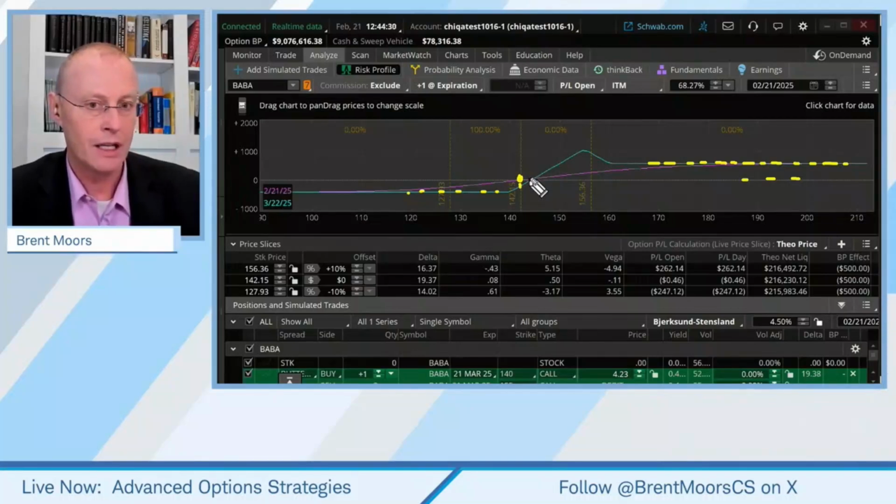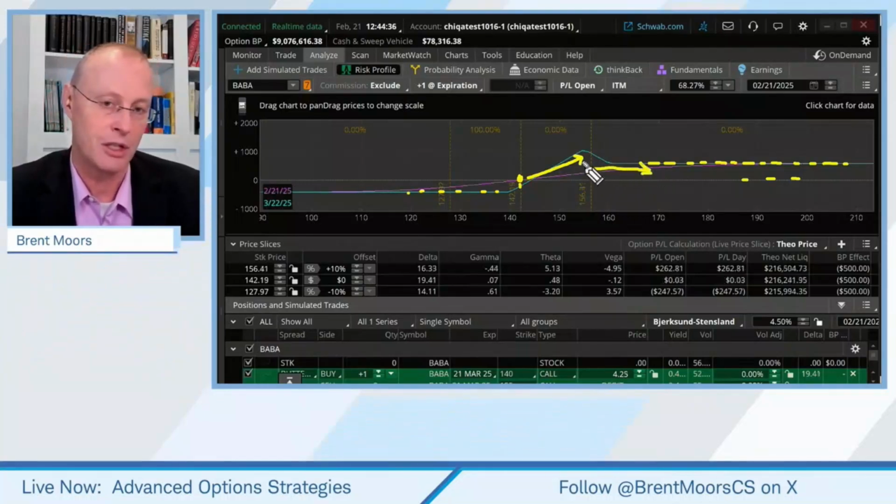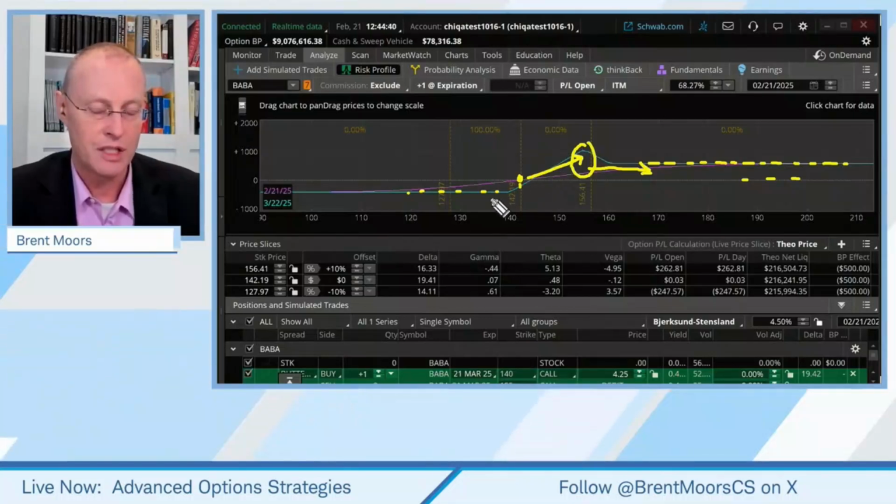What we want ideally is for it to go up a little bit. If it goes up too much, well, that's not too bad. That's not a terrible situation, but ideally it goes up in this situation. But if it goes down, then that's not a good situation.